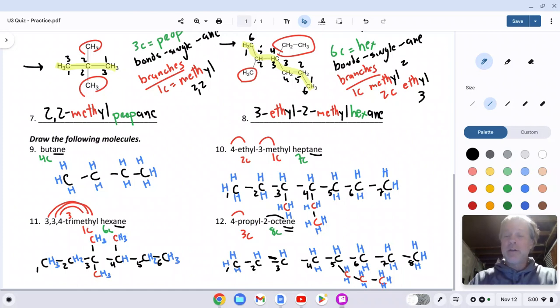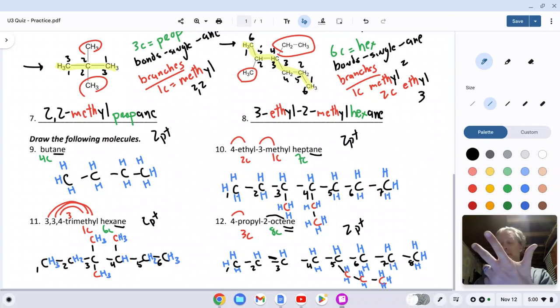Now, I want to talk about how these things will be graded. When you draw these structures, these are all going to be worth 2 points. And so what I'm going to do is I'm just going to take a half point off for every mistake that a student makes, up to 2 points. So like in the case of number 9, I'd be looking for 4 carbons, single bonds, and the correct number of hydrogens. At that point, you get I guess a free half point. But with number 10, I'm looking for 7 carbons, all single bonds, a methyl branch, an ethyl branch, and the correct number of hydrogens, which is like 5 things. But I would stop after 4 so that a person would only get 2 points off.